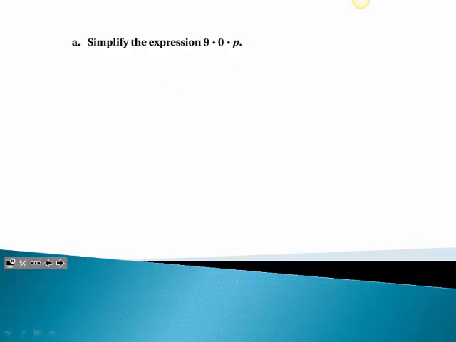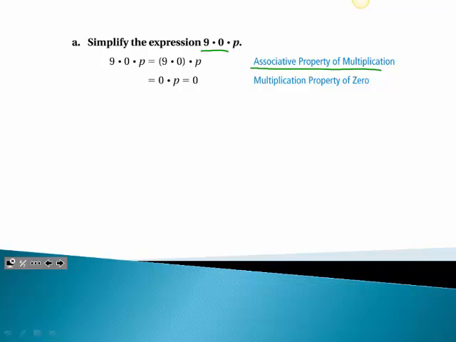Notice the 9 times 0 are already next to each other, so we don't have to change order, so we're not using commutative property, but we do want to do that first. If we did order of operations, we would do 9 times 0 anyways. If you want to add the parentheses around them, that would be associative property. But this step is actually not necessary since order of operations tells us to do that first anyway. But once you multiply it, you get 0.